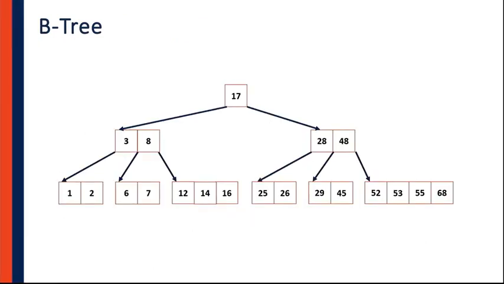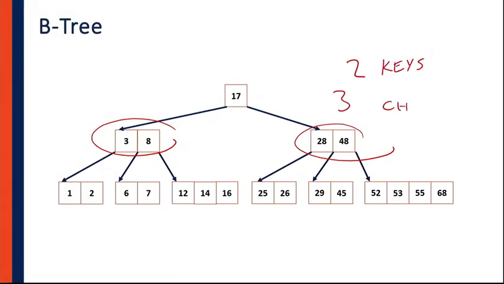We can talk about different factors of this tree. Here I haven't labeled exactly what the order of this B tree is. Instead, we want to do some analysis to figure out what the order of this tree is. Looking at this tree, we can see that there are some interior nodes that have just 2 keys, and therefore 3 children.